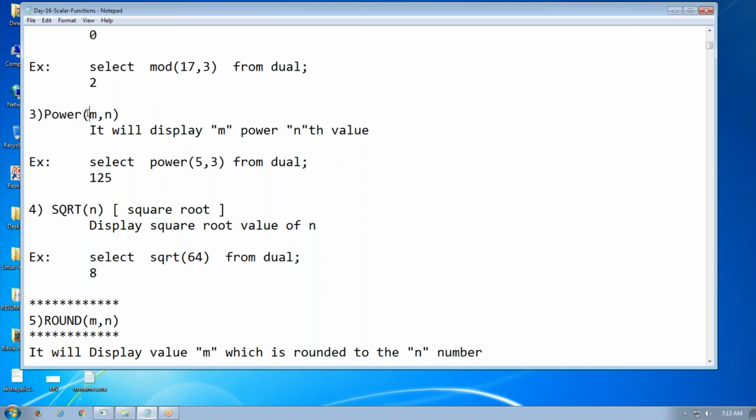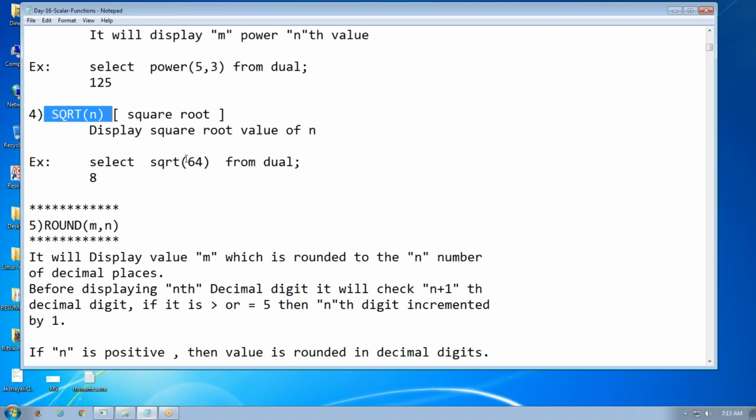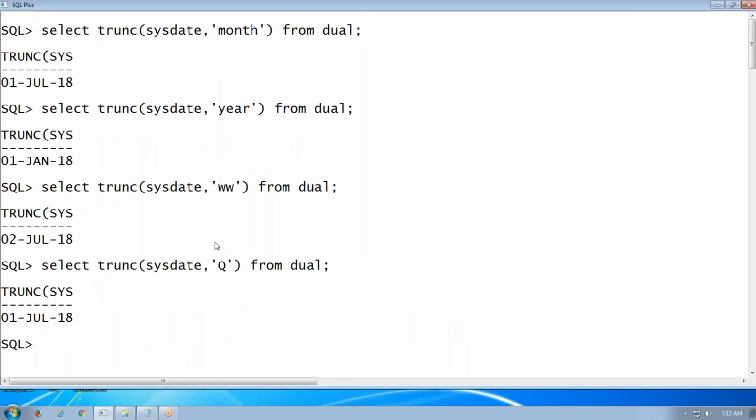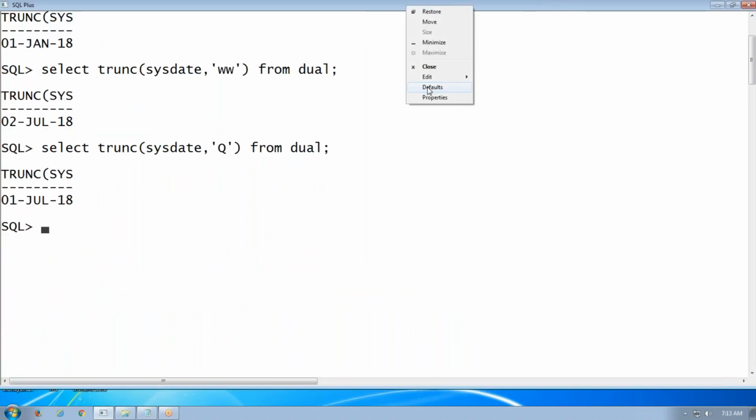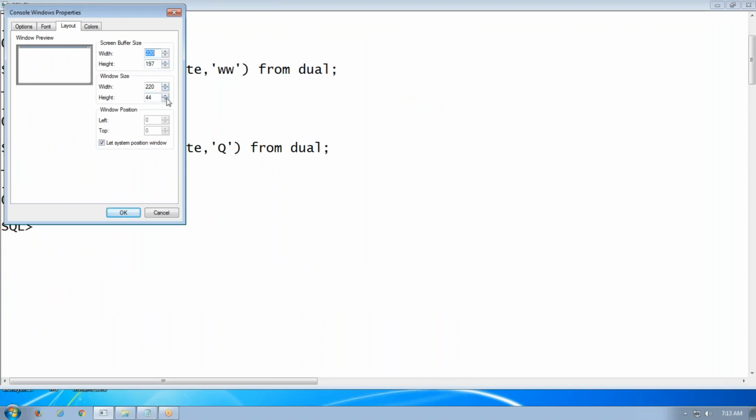Next, POWER of m comma n. M to the power of nth value it will print. See, POWER 5 comma 3 means 5 into 5 into 5. The answer is 125. Next, SQRT of n, the square root value of the given value. SQRT of 64 from dual, then it is printing 8. Let me show you those examples. Hold a moment.